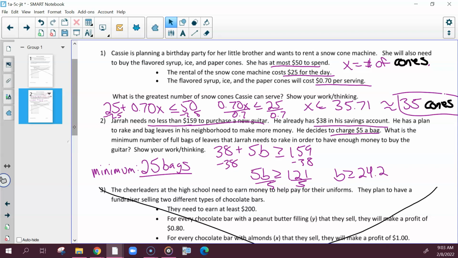And then because we can spend no more than, we have to decide, one, this has to be a whole number. Would it be 36 or 35? If you put 36 in, you would go over the amount of money she has. So we would have to do 35. Questions on number 1?